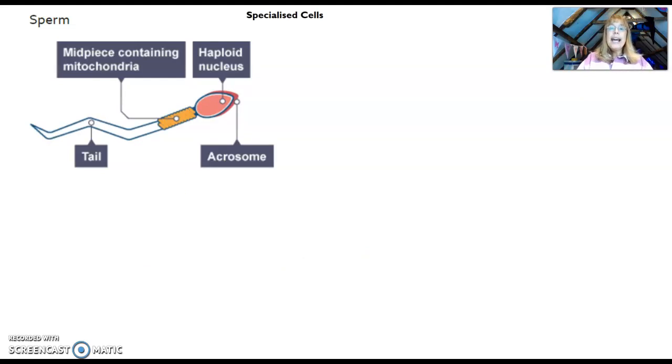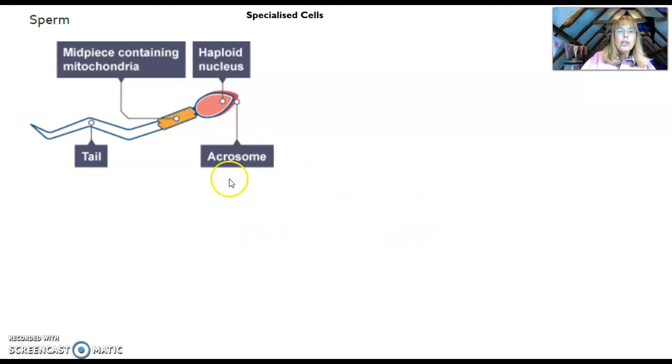Now you need to know some specialized cells. The sperm. Now notice the important labels I've included. The acrosome is the tip of the sperm that has enzymes that help to digest its way into the egg it gets to. The nucleus is haploid. That means it has half the number of chromosomes. It only has 23, because when the egg and the sperm join, 23 and 23 gets us back to the 46 chromosomes found in every other cell.